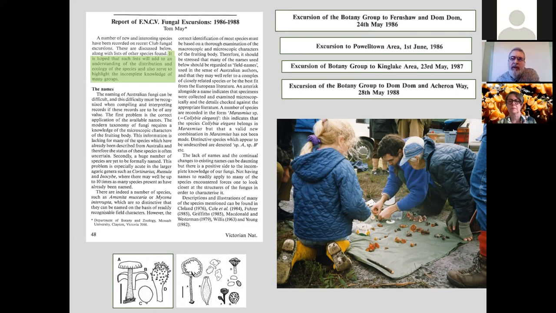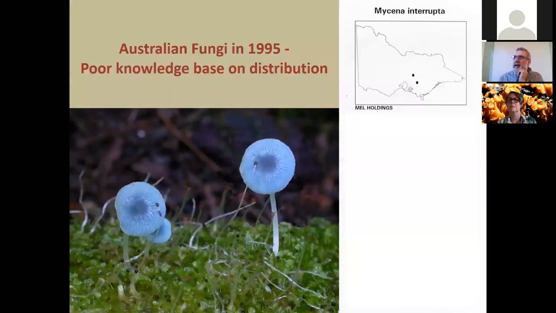And once I started working at the Royal Botanic Gardens Victoria in the early 90s, I was thinking about research questions. And I realised there was a very low knowledge base for distribution, particularly when looking at maps. So I went into the herbarium and was thinking of my senior interrupter, beautiful Pixie's parasol, a very distinctive fungus. We would usually see it on the forays and so on, easy to identify. And there were only two specimens in the herbarium at that stage. So I thought, well, there's not much to go on.